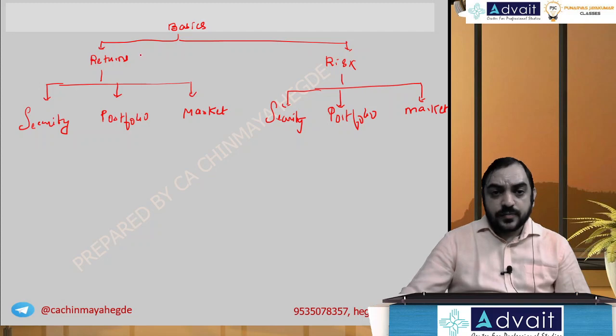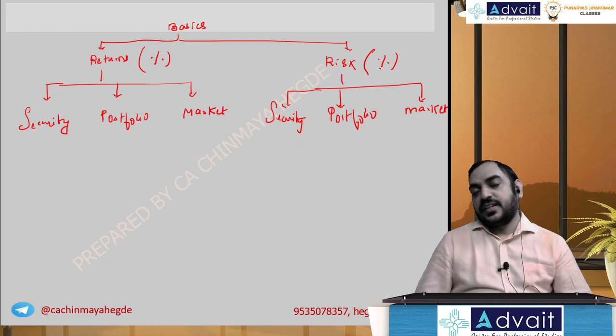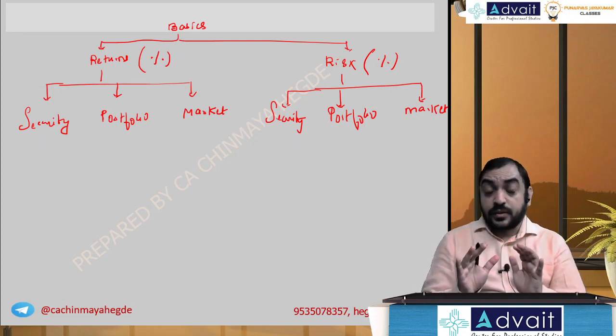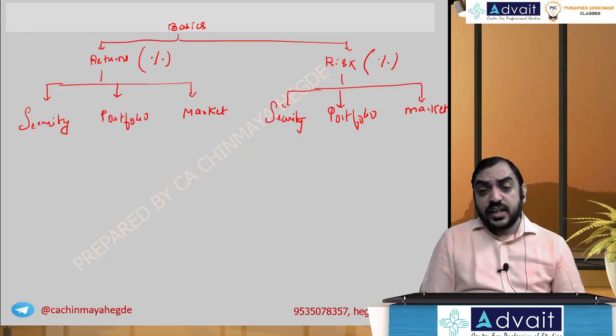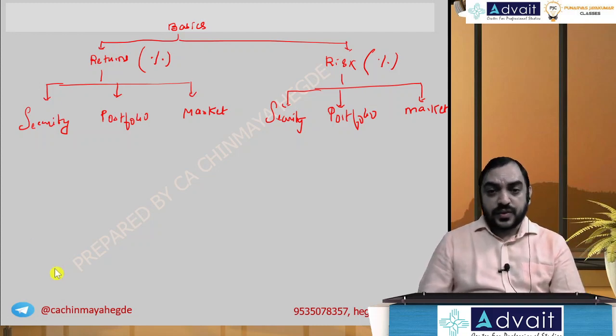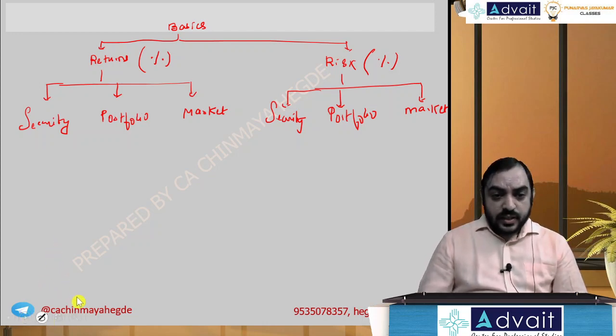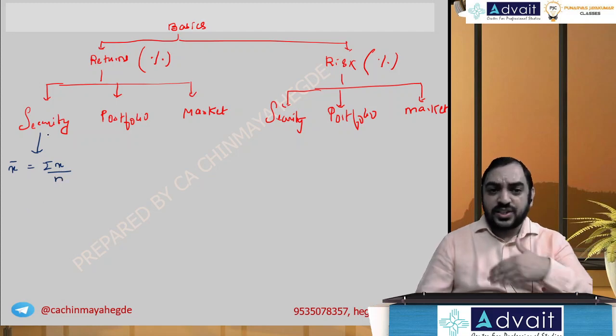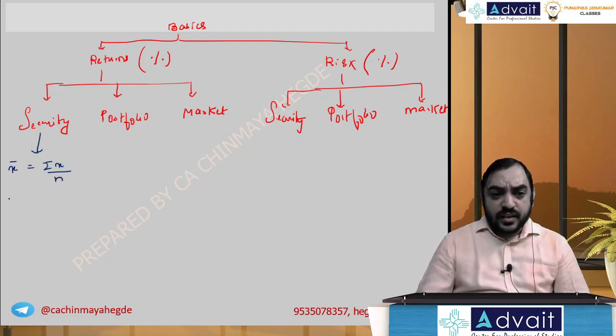Now, returns should be in percentage, risk should be in percentage in this chapter. So, even though they don't specify, one rule we follow: returns we express in percentage, risk we express in percentage. Okay. Then coming to security, I will calculate security or x bar as summation x divided by n, or summation r, whatever you want to say. Return of a security, that is what is x.